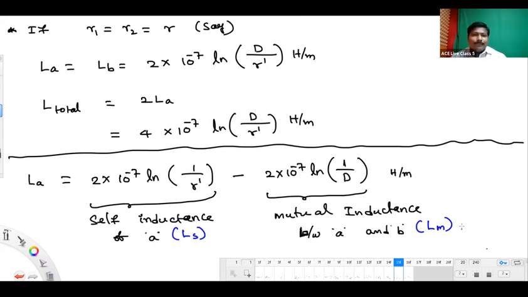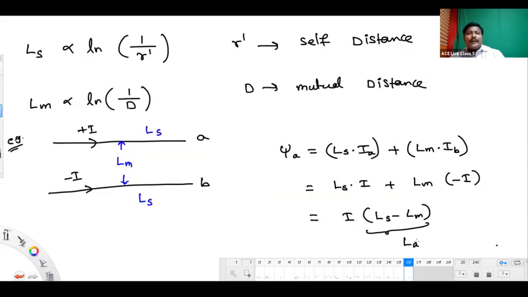Then that LA we are dividing into two parts, self and mutual. Self is a term which depends upon the conductor dimension. Mutual is a term which depends upon the distance between the conductors. So then we have gone for another classification of flux linkages, like self and mutual. Ultimately, the result will be the same. Getting it? Good.